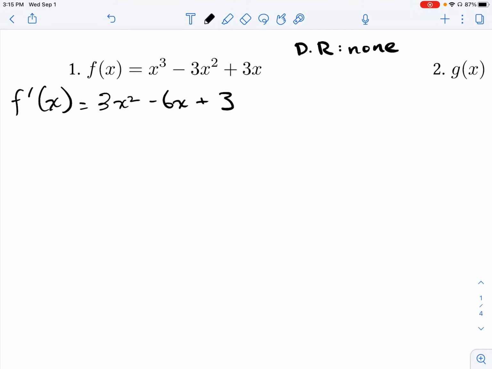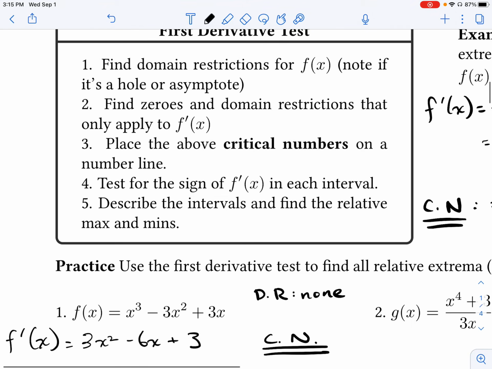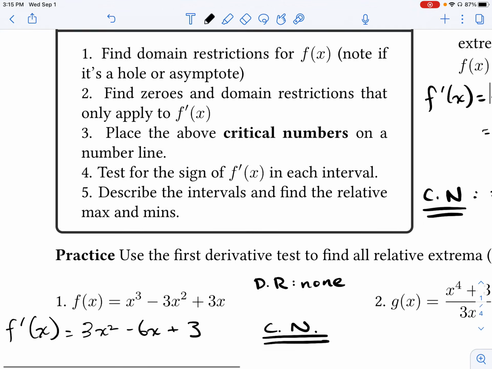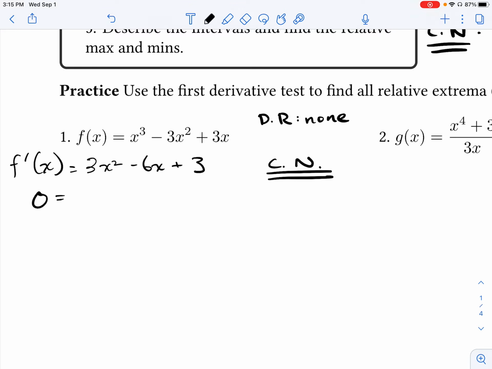Now, we're going to set our derivative equal to 0. We're going to start finding some possible critical numbers here. So again, a critical number is where the derivative could be equal to 0, or where the derivative could be undefined. So first off, let's set our derivative equal to 0. And we can easily factor out and divide out a 3. So this would be this.